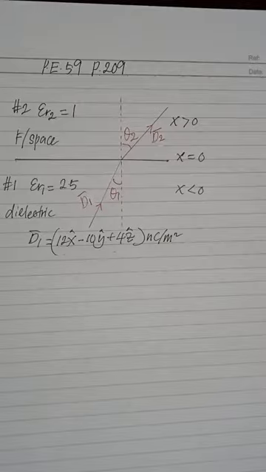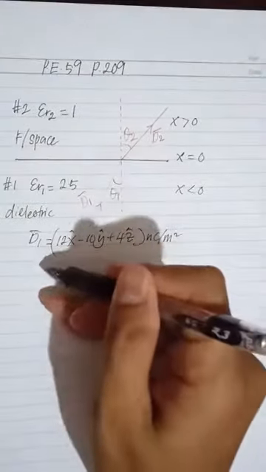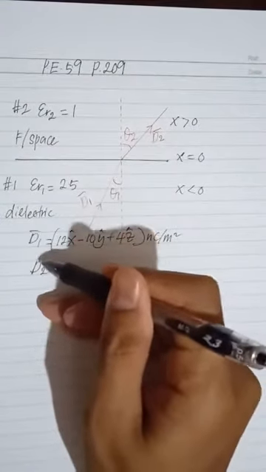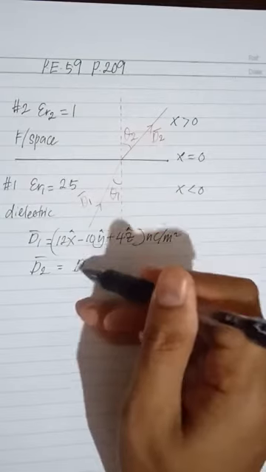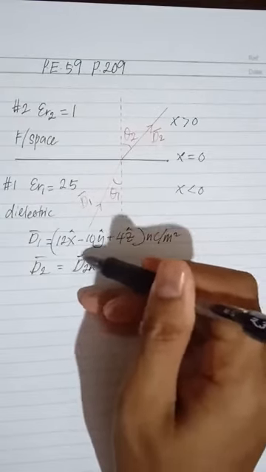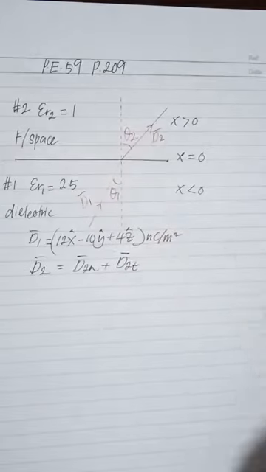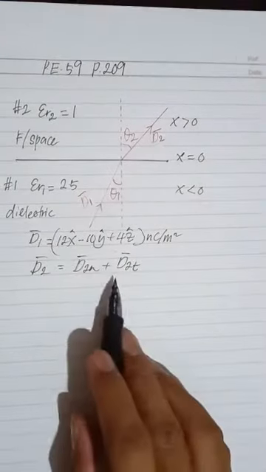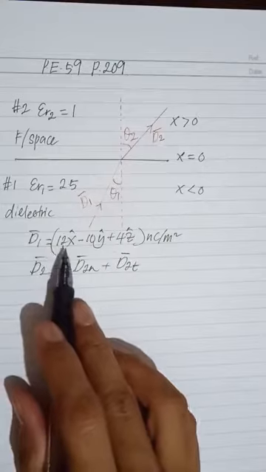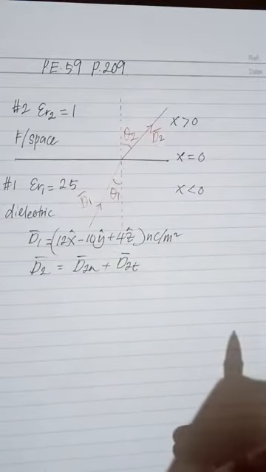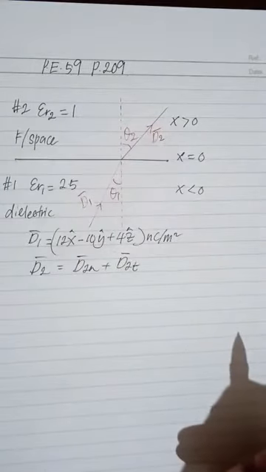So now we are given the D1 field, and now we are going to find the D2 field. Right guys, so let's recall our last lecture. Actually D2 is composed of two main components, which are the D2 normal component plus the D2 tangential component. So the same thing goes for the D1 field. We have the D1 normal component and also the D1 tangential component.